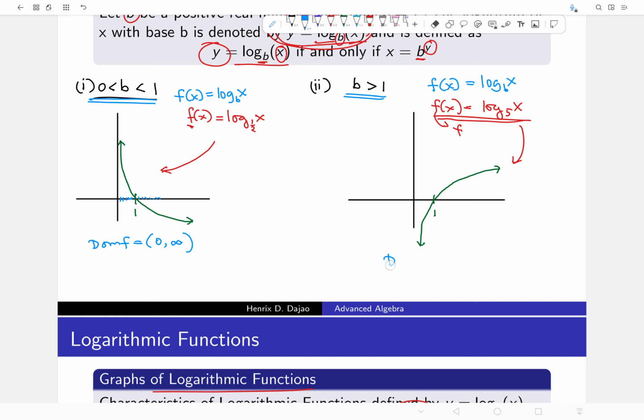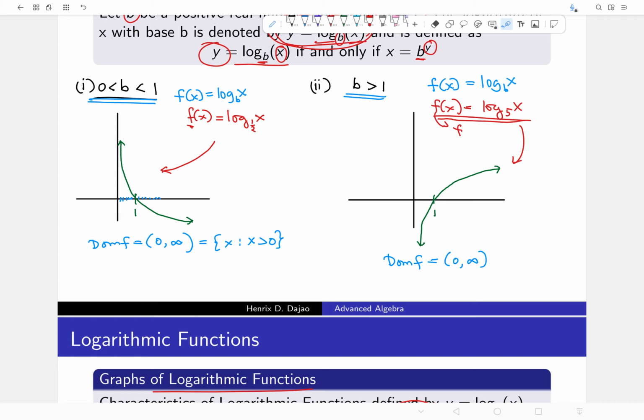Okay, the domain of our f is all positive integers, or you can write this as the set of all x such that x is greater than 0. So these are only the permissible values of x that we can plug into our f, so that f is defined.